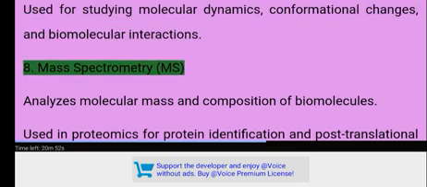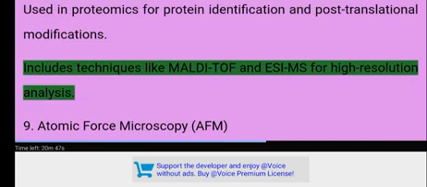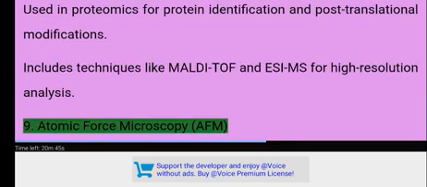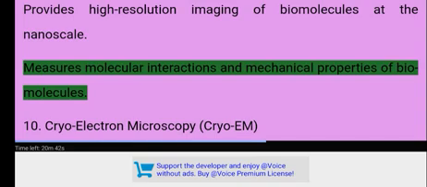8. Mass spectrometry (MS). Analyzes molecular mass and composition of biomolecules. Used in proteomics for protein identification and post-translational modifications. Includes techniques like MALDI-TOF and LC-MS for high-resolution analysis. 9. Atomic force microscopy (AFM). Provides high-resolution imaging of biomolecules at the nanoscale. Measures molecular interactions and mechanical properties of biomolecules.